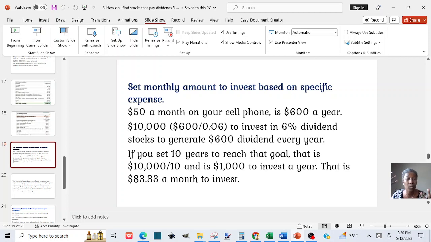You can go that route, or you can go at the macro level and just take your total living expenses and see how much you need to invest within a certain number of years to generate income from dividends that will cover your living expenses. I don't know if that makes sense. So if you are frugal and you pay off your debt, you don't need a lot to cover your expenses. Your living expenses will be low.